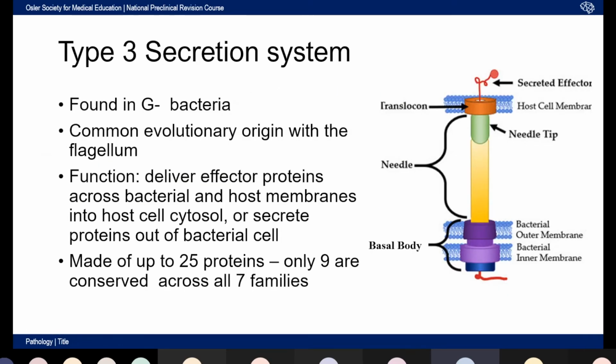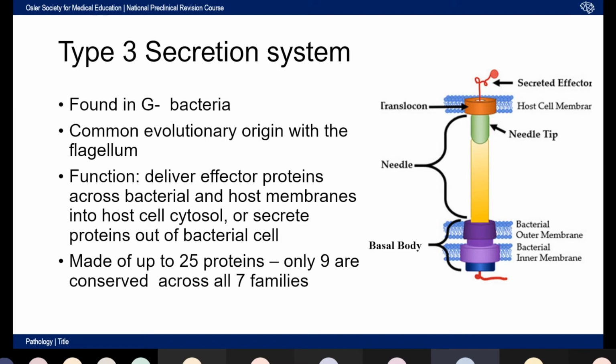To focus on one of them, just as an example, there's a type 3 secretion system, and this is found in gram-negative bacteria and is thought to have a common evolutionary origin with the flagellum. 7 families of type 3 secretion system machinery have been identified, and they're made up of up to 25 proteins, but only 9 of these proteins are conserved across all 7 families, so there is quite significant variation between the different families. The genes for these secretion systems are often encoded on pathogenicity islands or located on plasmids, and are commonly subject to horizontal gene transfer. So examples of organisms that have these are Salmonella typhimurium and Yersinia.